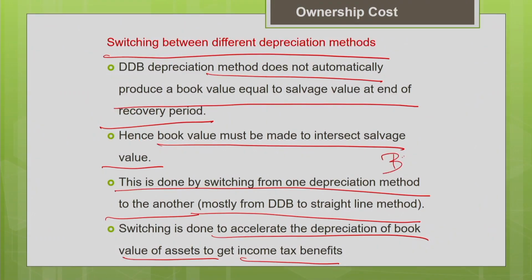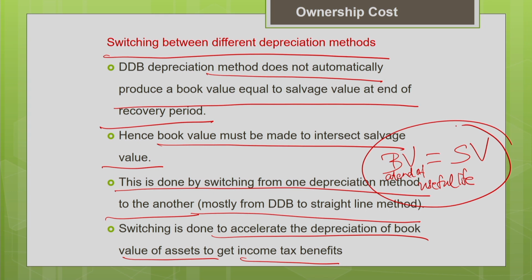Another important reason, just as we discussed, is that your estimated book value should match your estimated salvage value. The book value at the end of useful life should intersect with your salvage value. So this is another reason why we go for switching over between different depreciation methods.